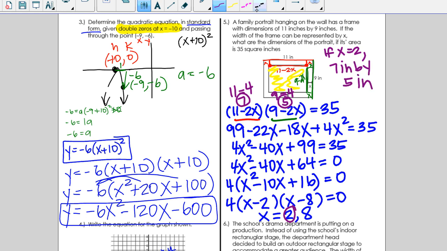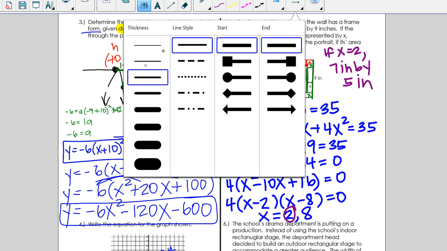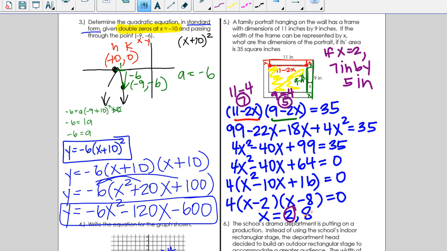Okay, now let's check the other one. Just because one worked, remember, doesn't mean that the other one isn't going to work. So if x is 8, 11 minus 2 times 8 would be 11 minus 16. That's negative 5. That is the reason this doesn't work. We can't have a negative dimension. So your only answer is that one.